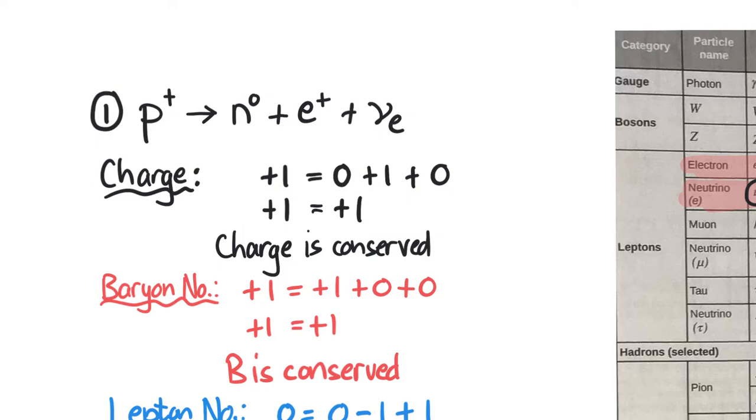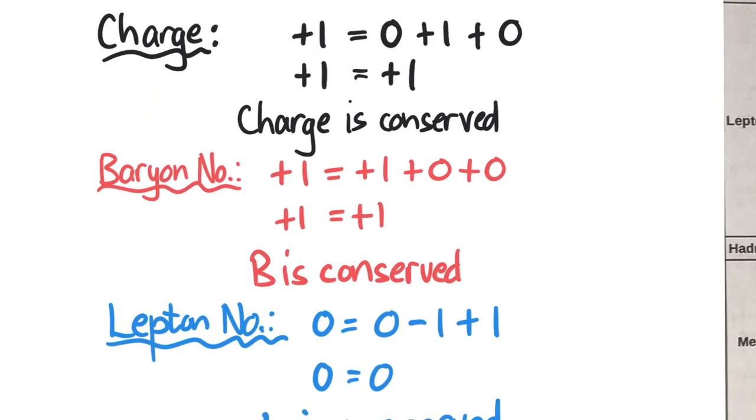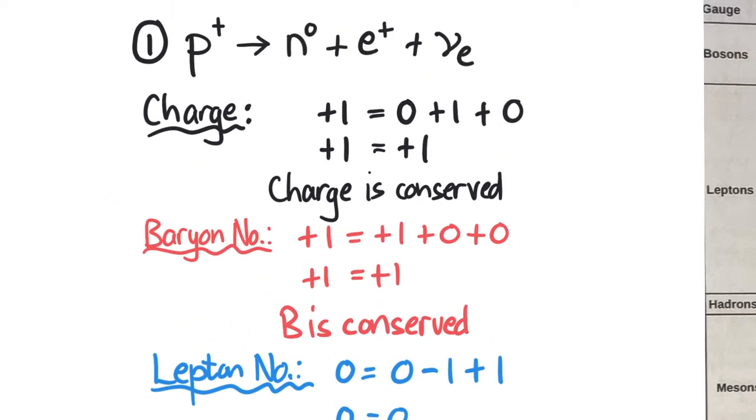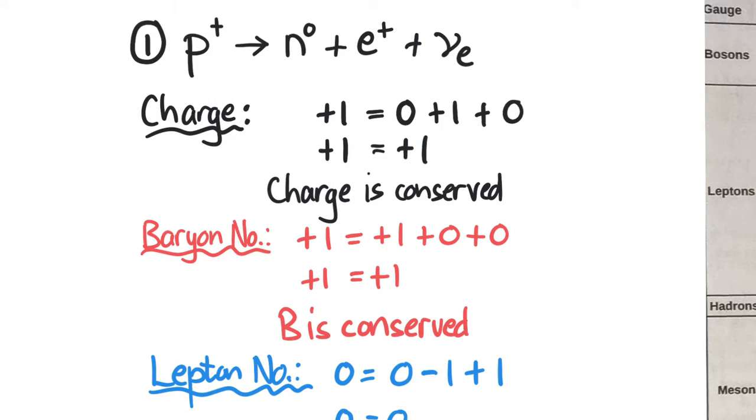When we look at the baryon number, we see that the proton has a +1 because it's a baryon, the neutron has a +1 because it's a baryon, but both the positron and the electron neutrino are leptons, and so therefore they have a 0 baryon number. And so here too we can see that the left-hand side is +1, the right-hand side is +1, so here the baryon number is also conserved.